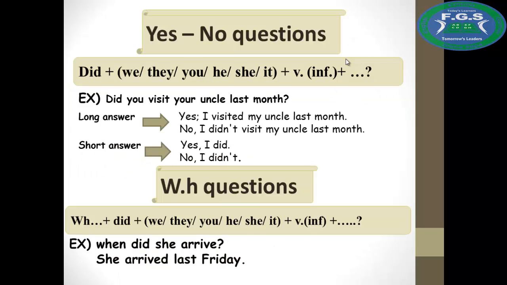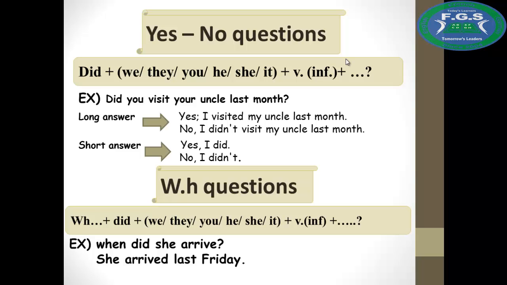For yes or no questions, we use did plus the subject, which is we, they, you, he, she, or it, plus the verb in infinitive, plus the complement of our question. For example, did you visit your uncle last month?